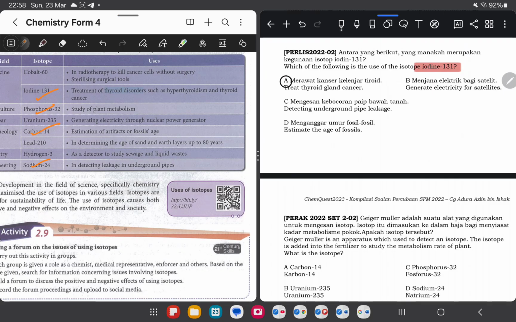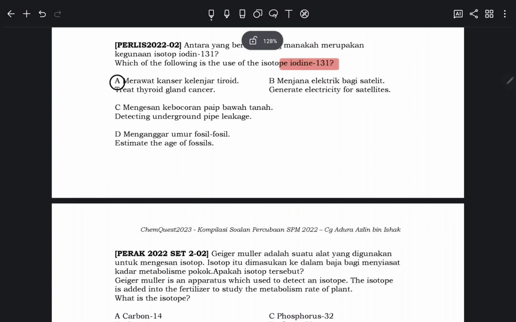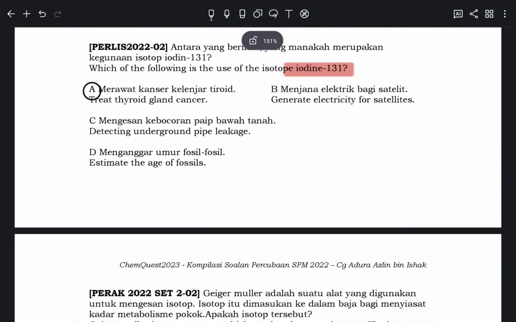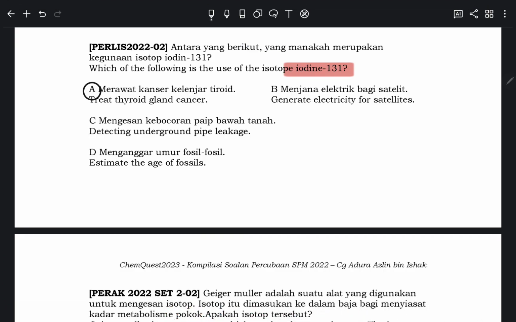So my way of answering is, whenever they ask me to select questions like this, I write the name of the isotopes. Say for B, which one generates satellites? You must see in the periodic table, in the table that they give. Which isotope is used to detect underground pipe leakage? This one is very famous. So sodium 24. We use sodium 24 to detect.